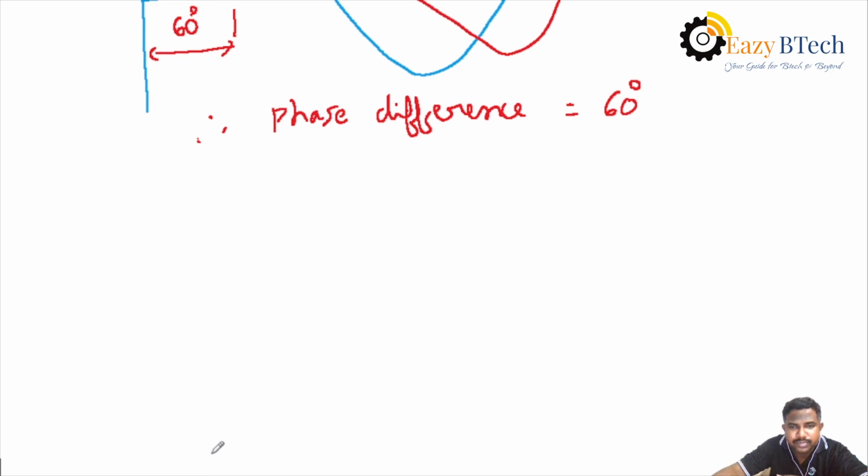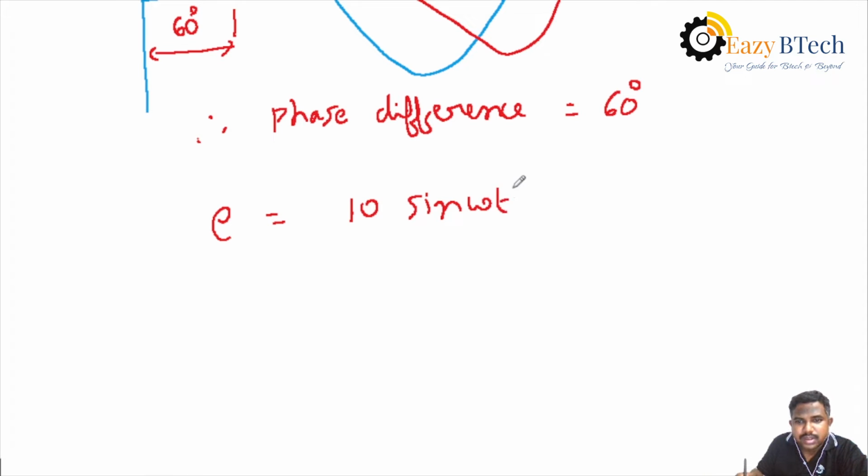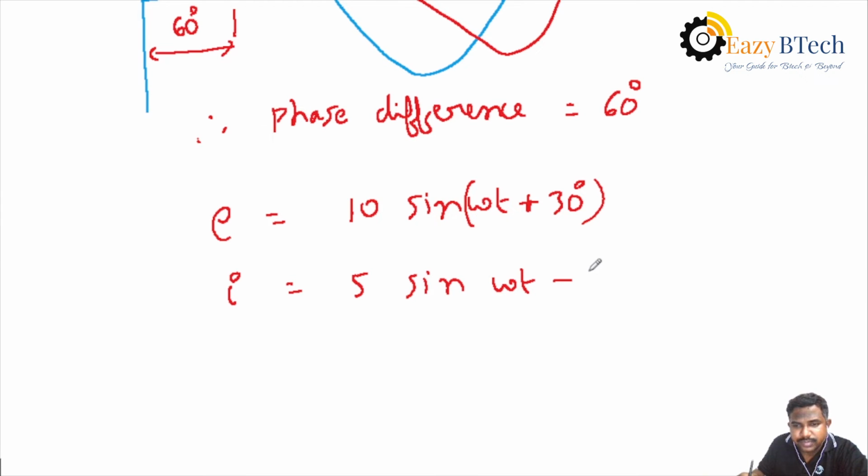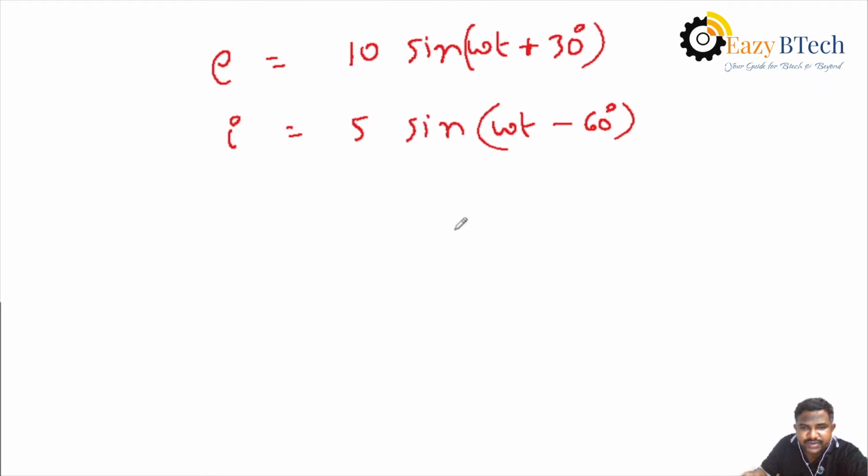In a similar way, we can also find out another example, where the voltage equation is 10 sin omega t plus 30 degrees, and the current equation is 5 sin omega t minus 60 degrees. Then in this case, what is the phase difference? Clearly understand this model, it is very important to find out the phase difference between two waveforms. How to find out?